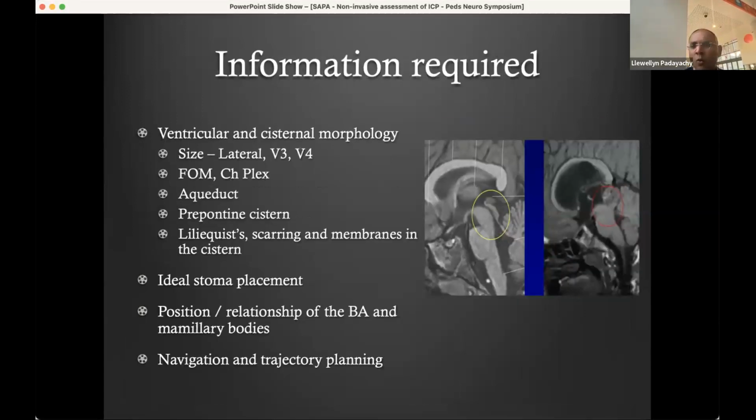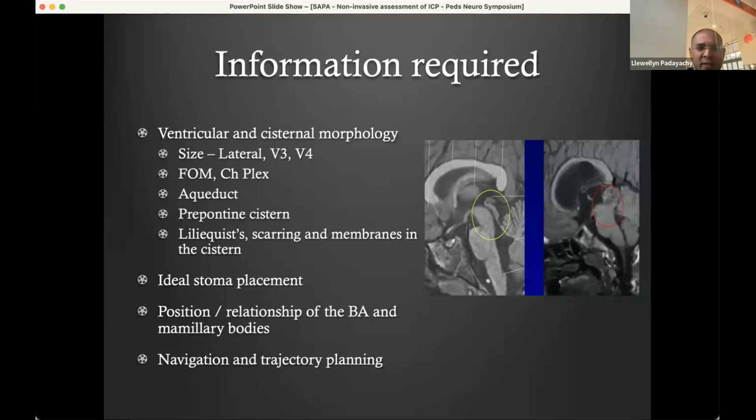The information we require, just for completeness' sake: you want to know the ventricular and cisternal morphology, so the size of the lateral, third and fourth ventricles. You want to see what the foramen of Monro looks like, and the choroid plexus, depending on whether we're planning to do an endoscopic third ventriculostomy or even a choroid plexus cauterization. You need that information. What does the aqueduct look like? Is it stenosed? Is there flow across that aqueduct? The prepontine cistern for scarring is quite an important feature for whether one decides to do a third ventriculostomy or not.